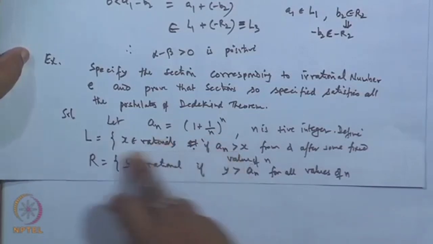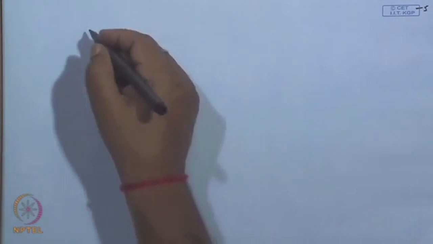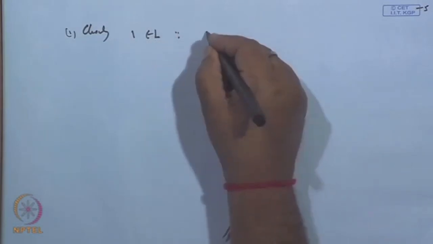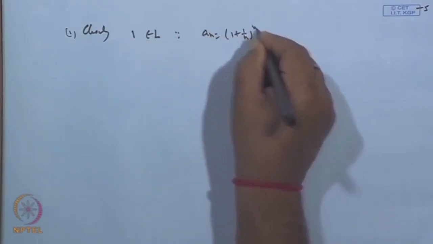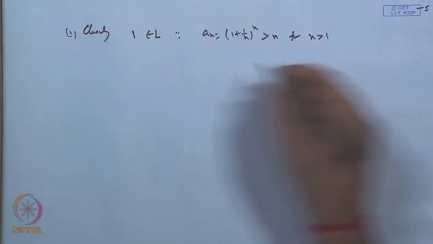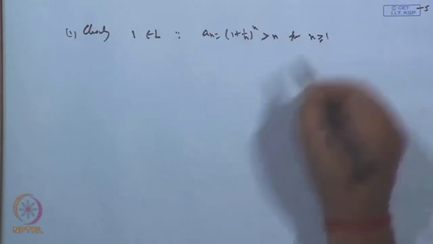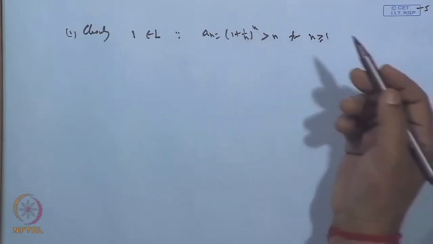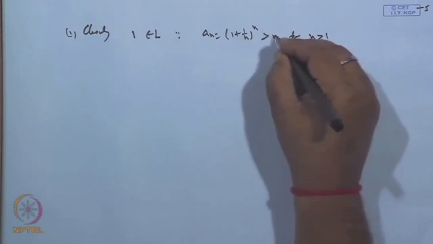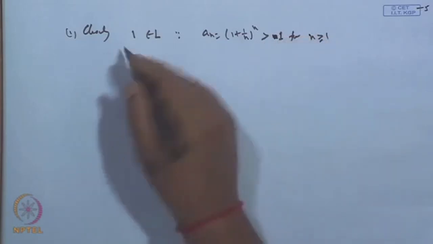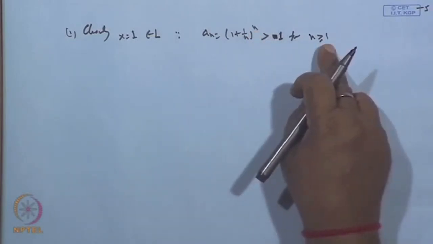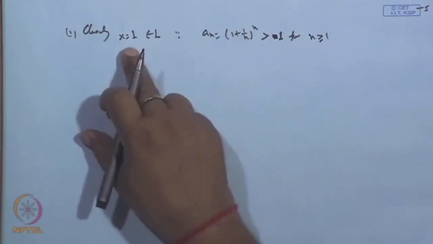So, this 1 belongs to the lower class, clearly. The number 1 belongs to the lower class, because a_n, which is (1 plus 1 by n) to the power n, will be greater than 1 for n greater than 1, or even equal to 1. n equal to 1 also, you just check, it is greater than 1. So this is a_n greater than x, where x is basically 1. This number will always be greater than 1 when n is greater than or equal to 1. Therefore, L is non-empty.